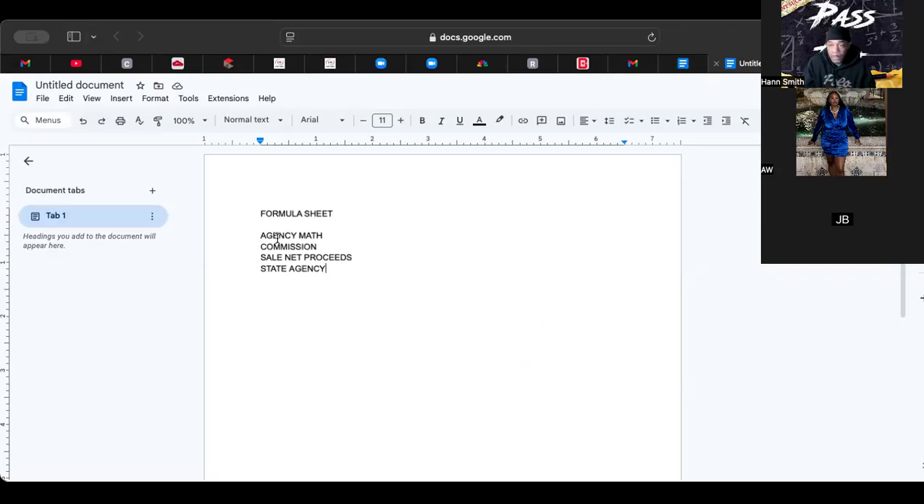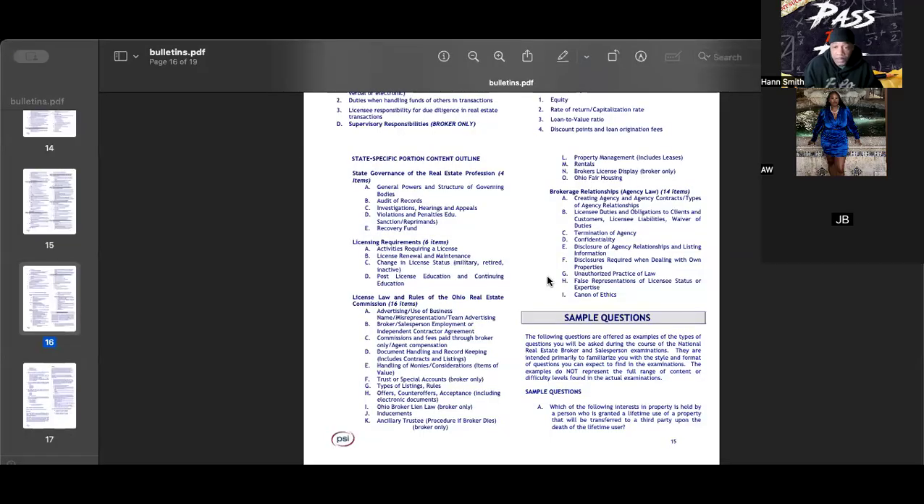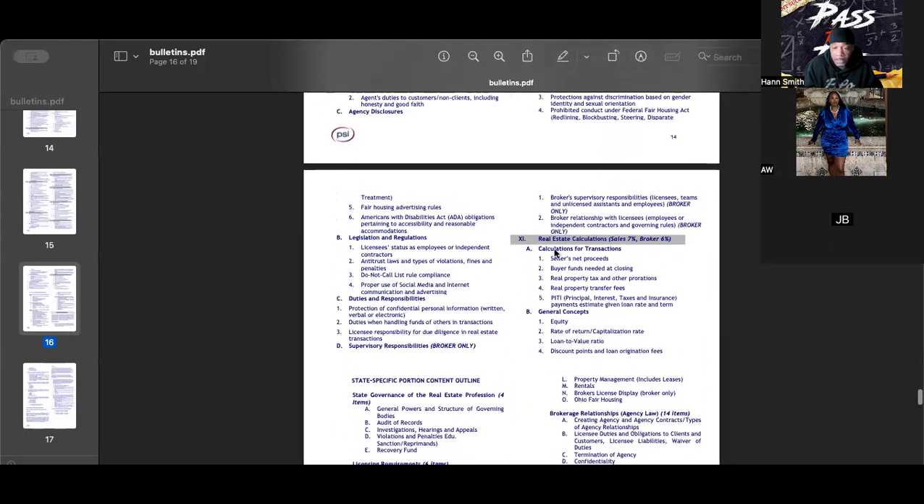Commission, selling net proceeds to state agency. All right. And so again, we go back to our book, the PSI manual, and we go back up here to math calculations. And it says right here, selling net proceeds is going to be on the test. Right. And it says that's really the only one that we're going to cover. But in this is going to be about commissions.